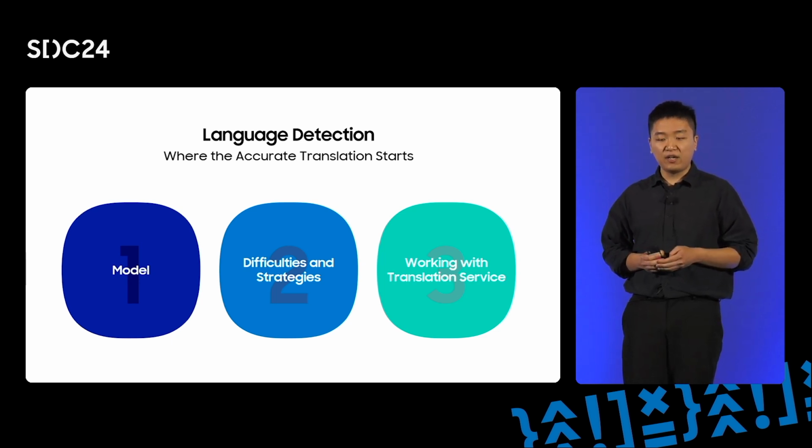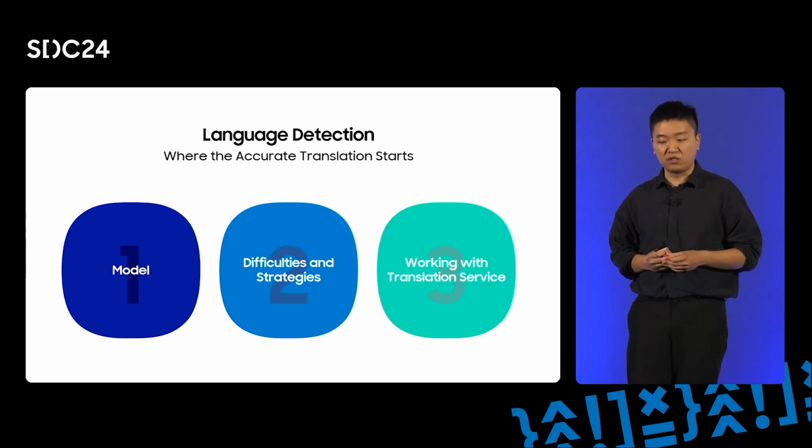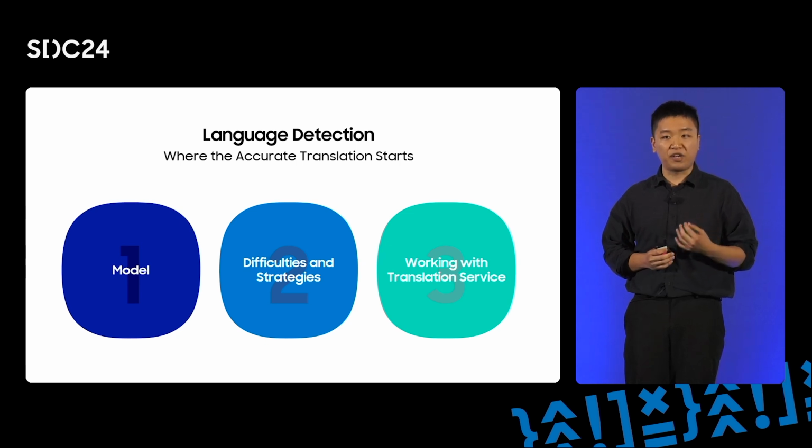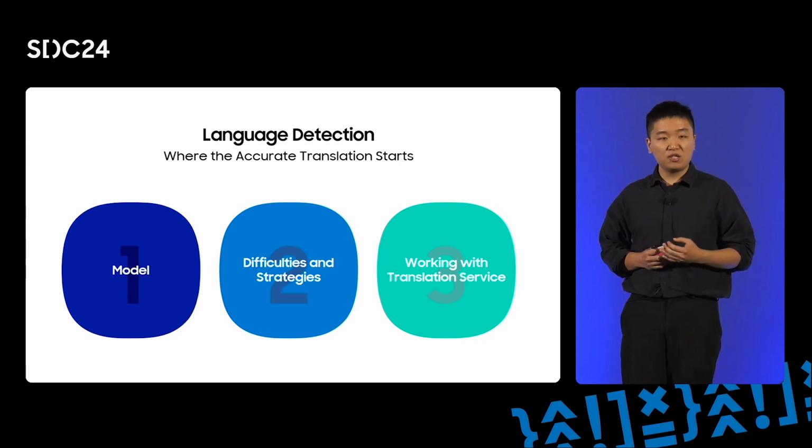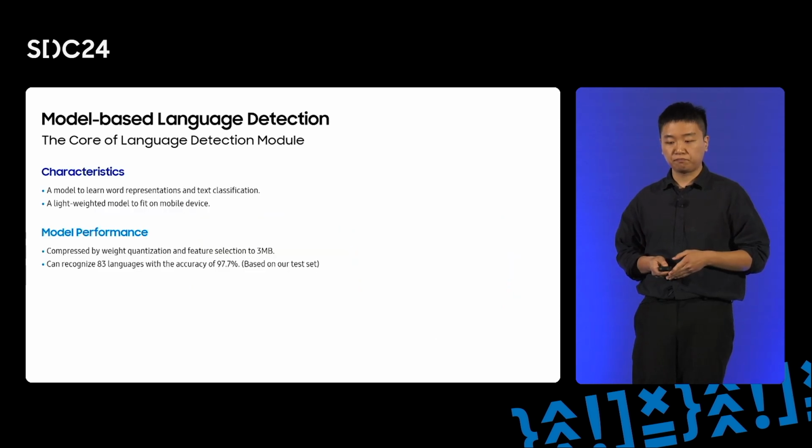So I would say the language detection is the starting point of accurate translation, and I'll try to cover these three items for this topic, which are our model, the difficulties in language detection and how we overcame them, and how these language detection modules work with our translation service.